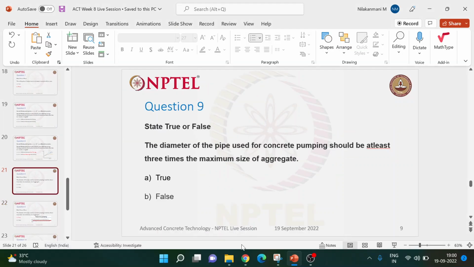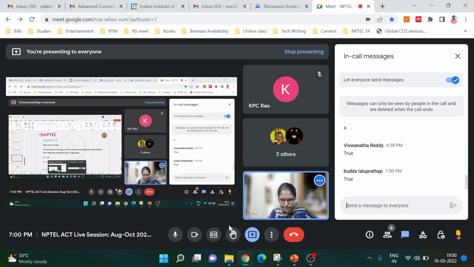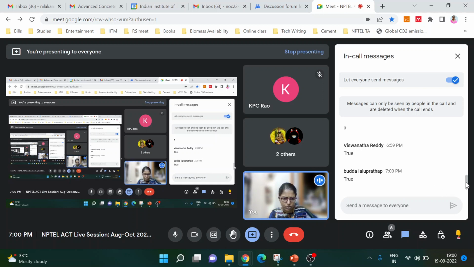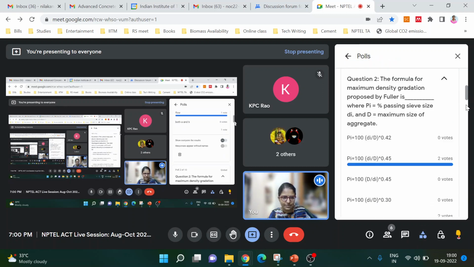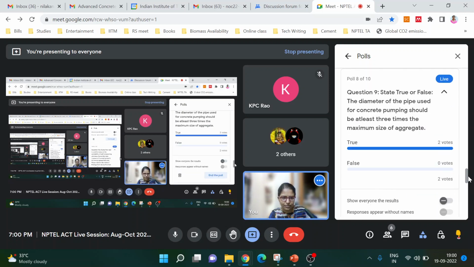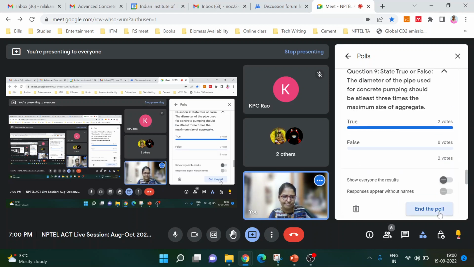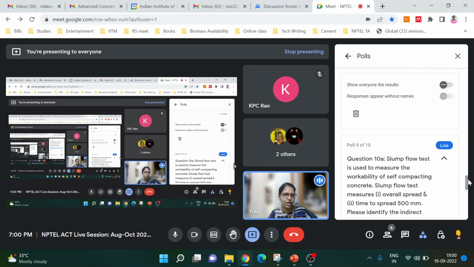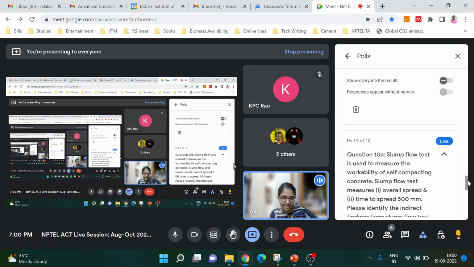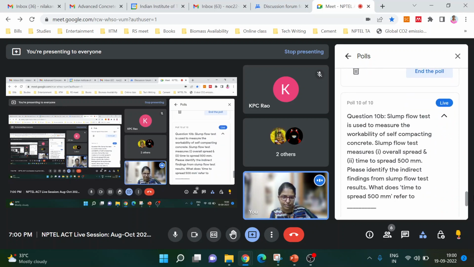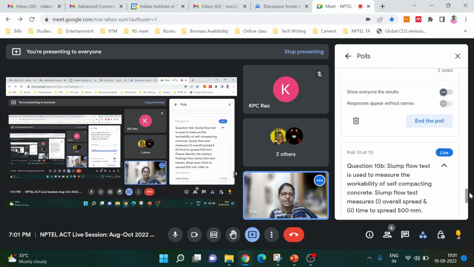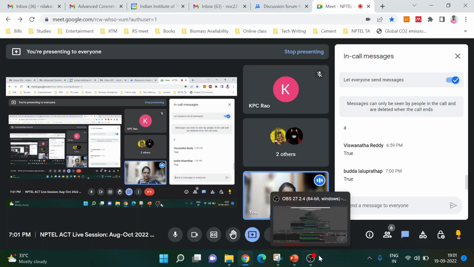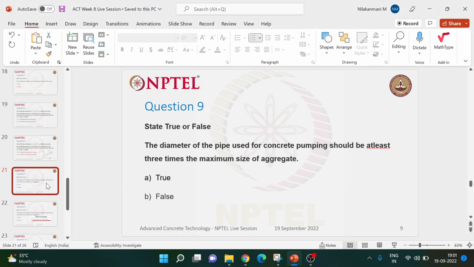Okay, I hope you guys have given the answer. Okay, true. True, okay, yeah. Let's see if someone has given the answer in polls as well. Yeah. Thank you. Let me end the poll. I've launched question 10 as 10A and 10B, similar to the previous question. So you guys have already given the answer. Okay, that's fine.